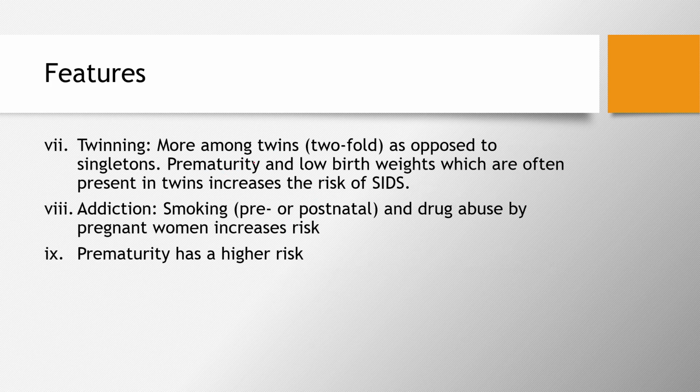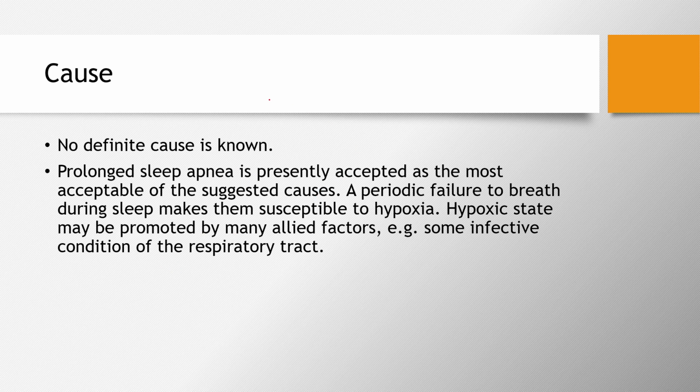It is also seen commonly in twins, which may be because of prematurity or low birth weight in one twin. In addicted mothers, like if the mother is addicted to smoking, drinking or drug abuse, it is commonly seen. And if the child is premature, it also increases the risk of sudden infant death syndrome.